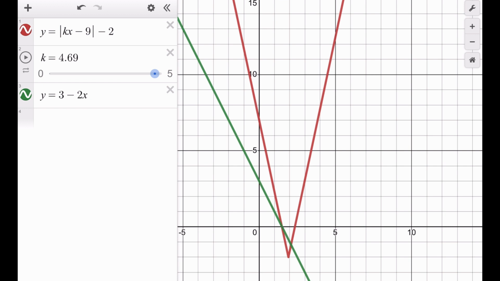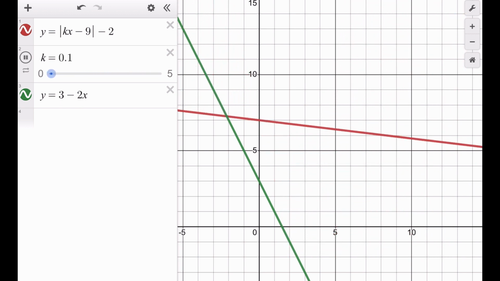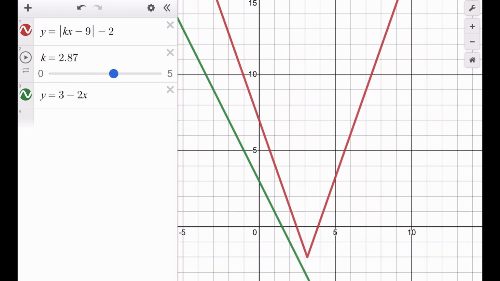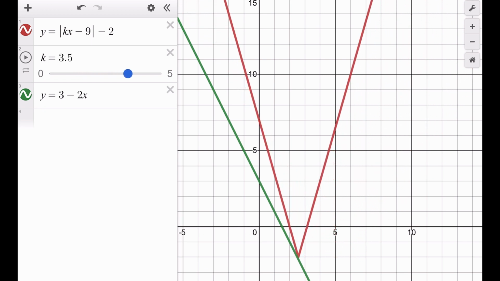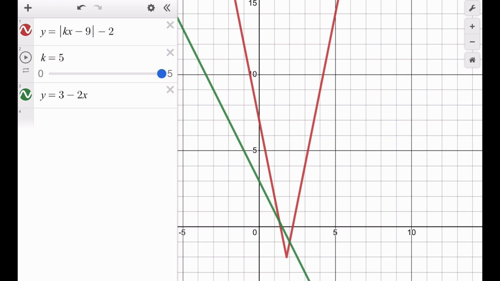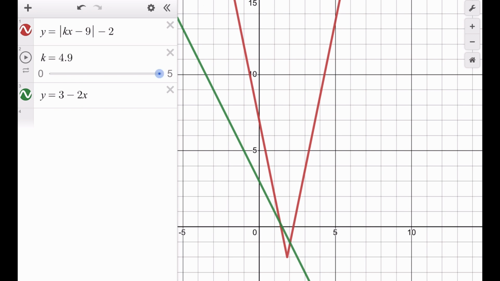We could also see an animated solution here just to see what's happening. So we've got k varying between 0 and 5. At this point we've got no cuts, and then when the vertex hits the line itself, we've got a single cut, and then when the vertex is below the line, we've got two distinct cuts. So this leads to the conclusion that for two distinct cuts, we need to have the vertex below the line.